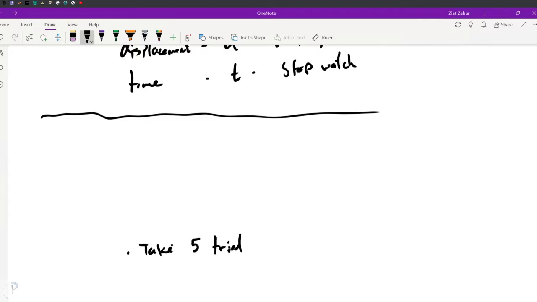So don't just tell them to do it. Do it a bunch of times, but tell them a specific number. It might help. 5 is a pretty good number. Take 5 trials. Definitely. Now, how you do the lab is also important. There are ways to minimize sources of error.